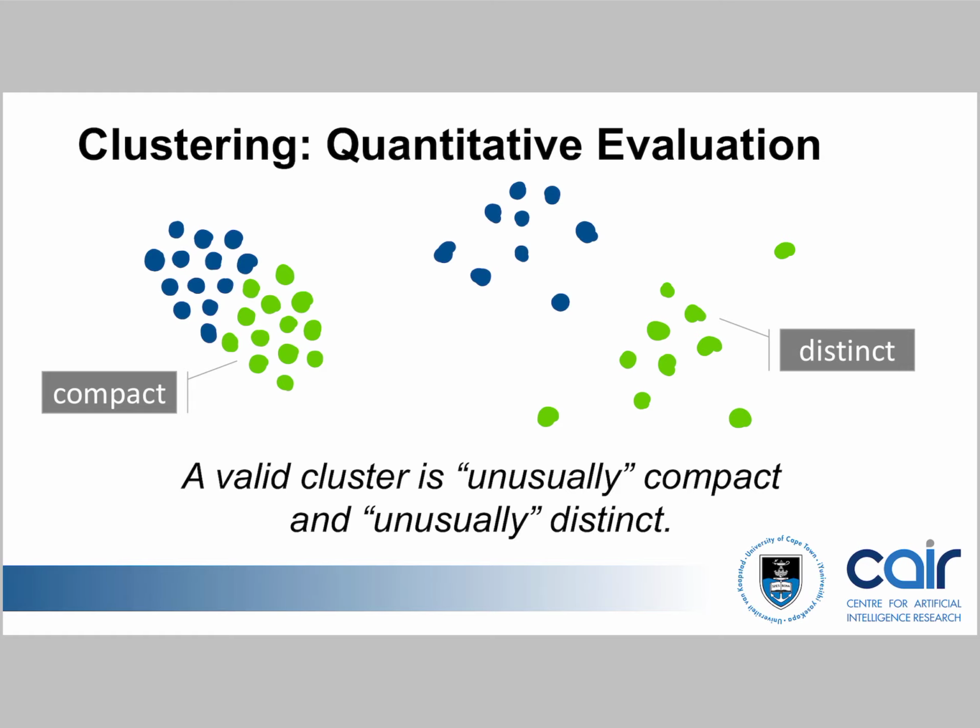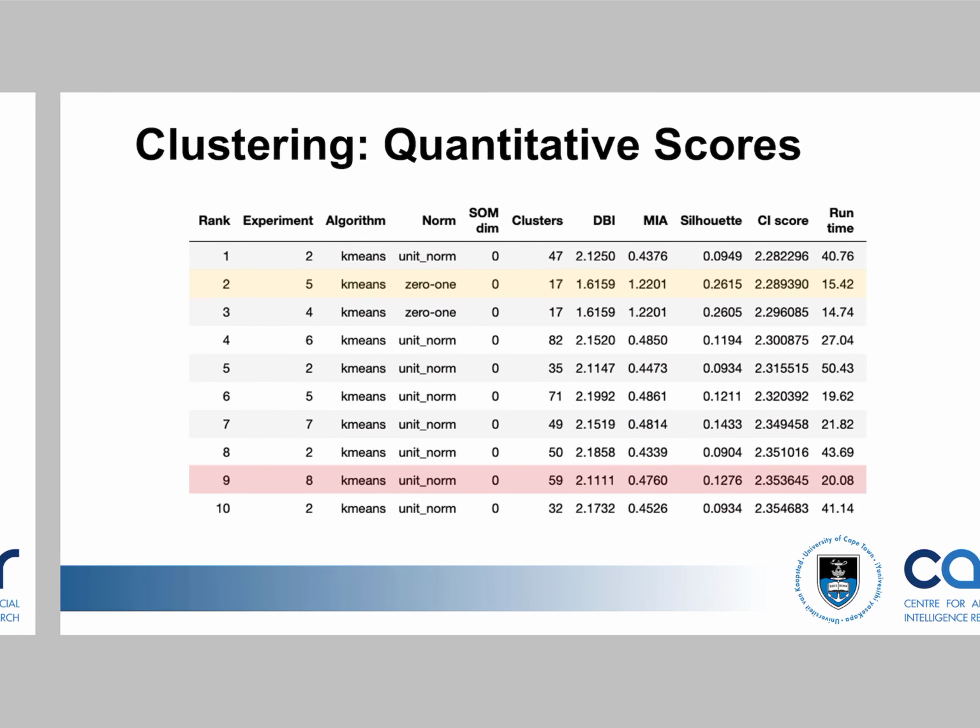Quick dive into clustering evaluation. So quantitative evaluation is typically concerned with creating clusters that are unusually compact and unusually distinct. I've shown what compact and distinctness relates to in the two pictures here. Compact means that individual points lie close together, whereas distinctness means that points in different clusters lie far apart. What unusual means, that is up to interpretation, and that is what makes cluster evaluation challenging.